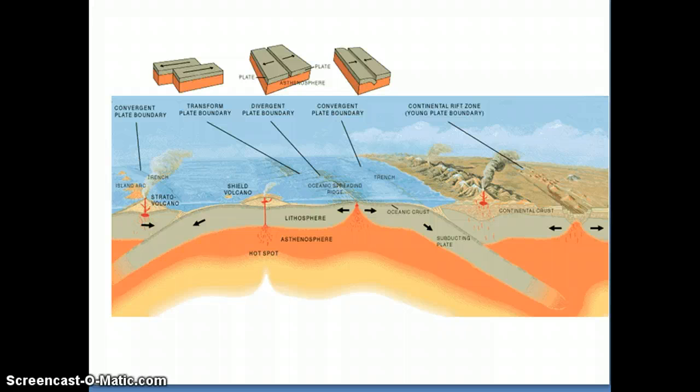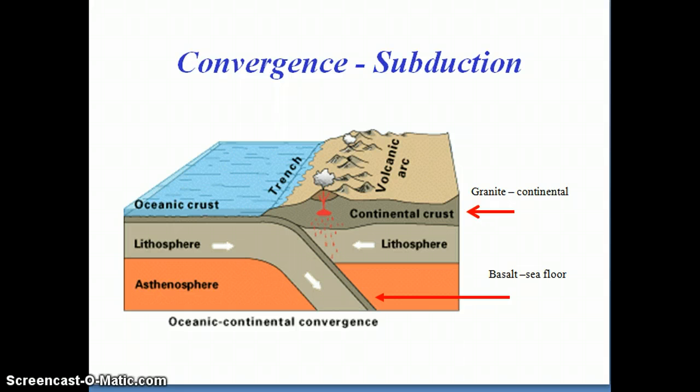So we're going to look at three different types of boundaries. One is a convergent boundary, when plates converge. Second is a divergent boundary, when plates move apart. And the third is a transform boundary, when plates move side by side. And each one of these movements creates different types of landforms. So for convergent boundaries, there are two scenarios.